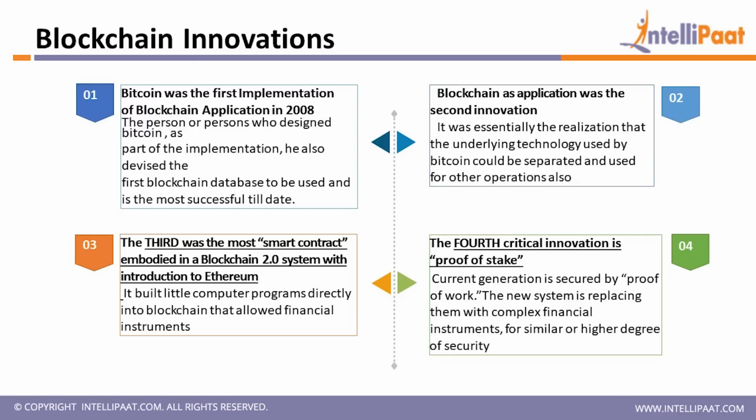Ethereum helped bring the smart contract system into the blockchain 2.0 system, which allowed computer programs to be built directly into the blockchain, enabling financial instruments. Now, developers and users were able to write logic in smart contracts that helped them regulate financial transactions and use blockchain as a financial instrument. The fourth critical innovation was proof of stake. The current generation is secured by proof of work; the new system replacing it, with complex financial instruments for a similarly high degree of security, is proof of stake.